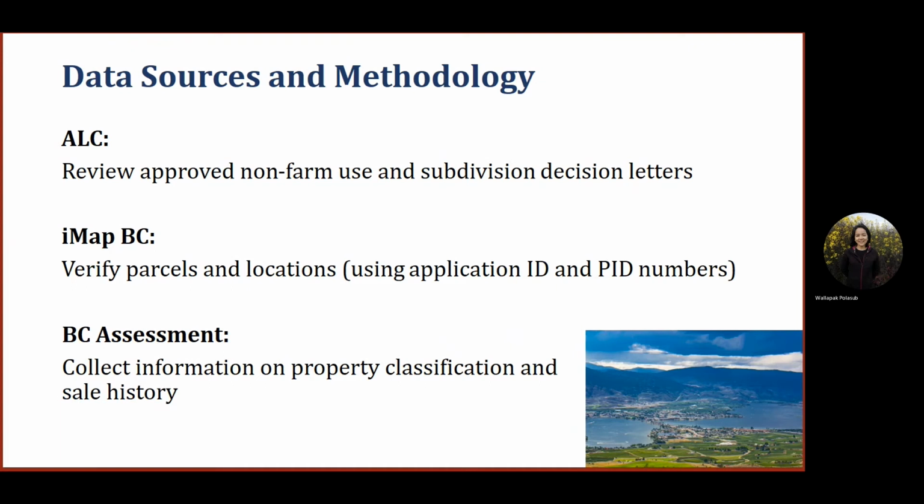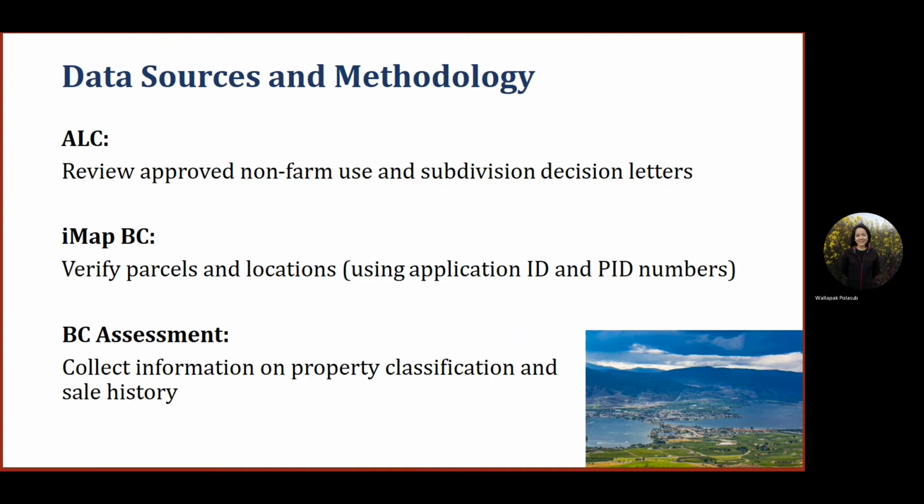So in the second step, we needed to verify the PIDs and make sure that those PIDs are still current, because some of the applications were older. So we have to make sure that those PIDs still exist, mostly because some parcels could get subdivided and receive new PIDs. At this stage, we use the BC government application called iMap BC to verify all these PIDs.